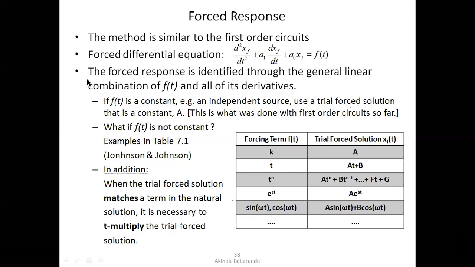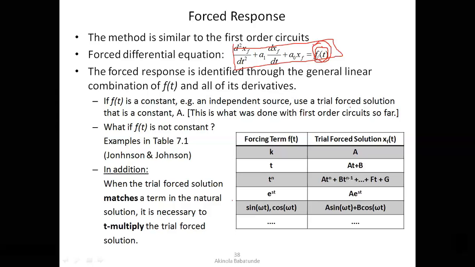In the first order circuit, we had talked about the natural response and the forced response. For the second order, the response is also going to look like what we experienced in the first order circuit. So the differential equation we're going to have looks like this, as you can see here. And then this is going to be the forcing term. The forced response is identified through the general linear combination of f of t and all of its derivatives.